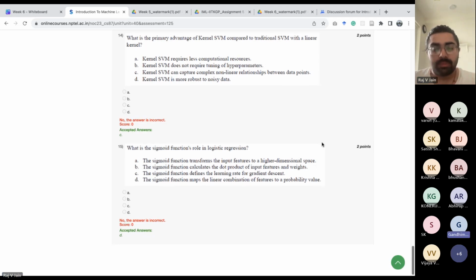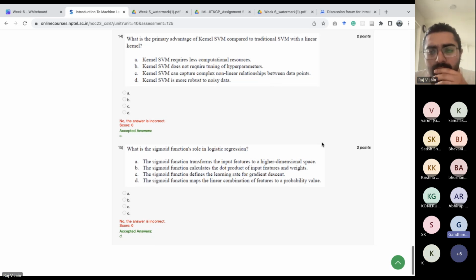Can you say an example for SVM? An example for SVM. I'm sorry? Can you say some real-time example where we substitute the SVM concept? Where we substitute with SVM. SVM.